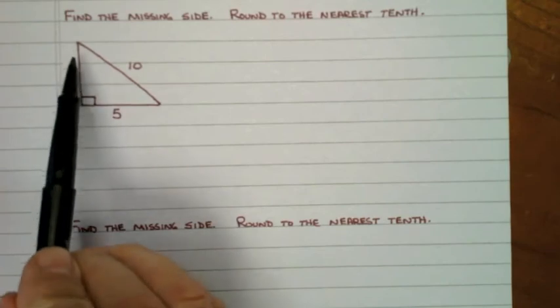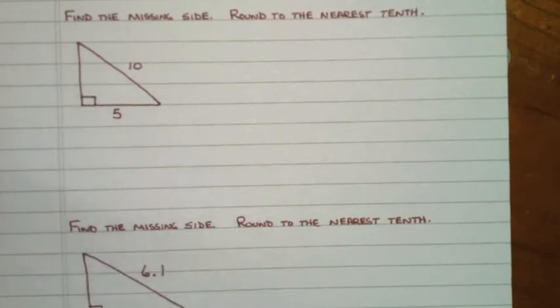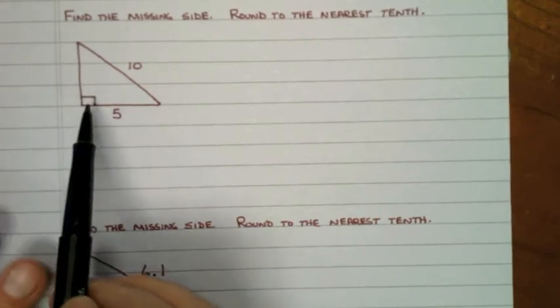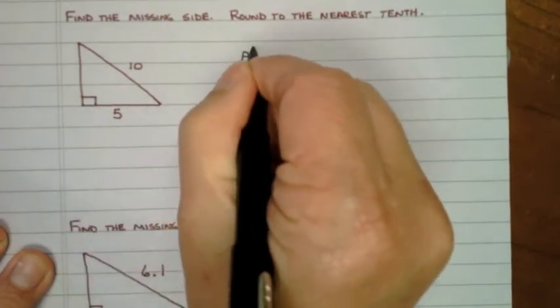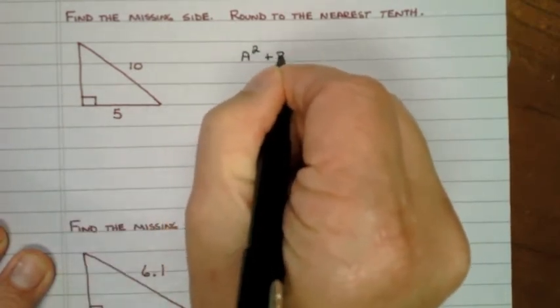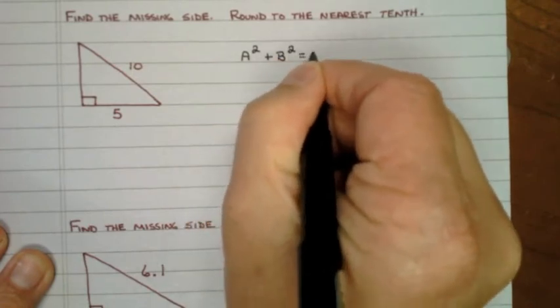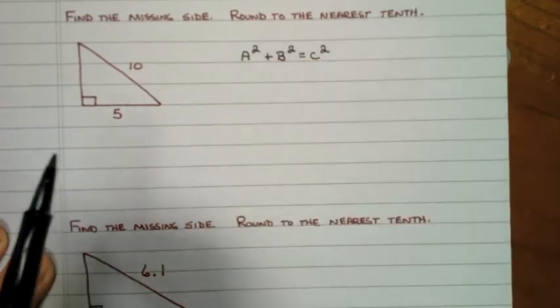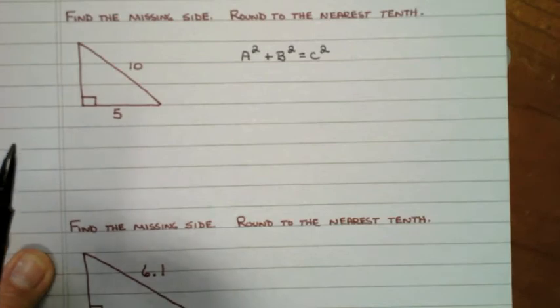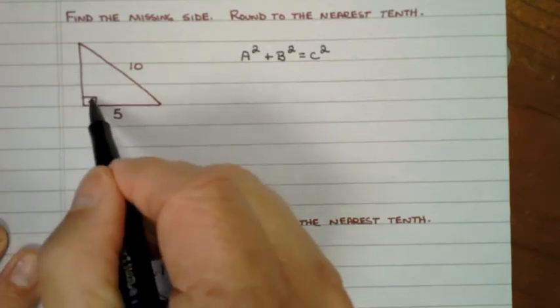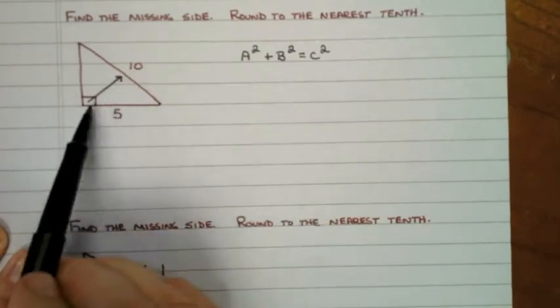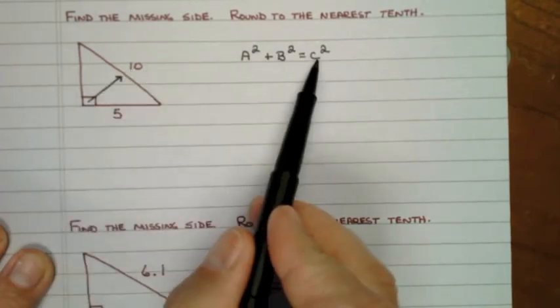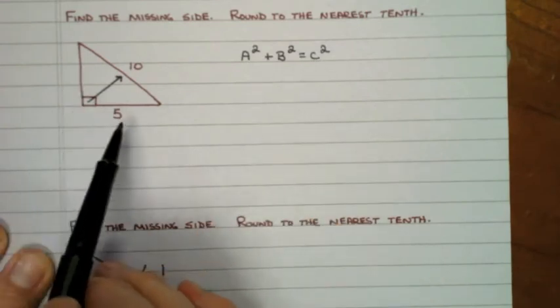I need to find the length of this missing side right here. As soon as I see that I'm dealing with a right triangle, that means I can use the Pythagorean Theorem. And the Pythagorean Theorem is this little formula right here. The most important thing is plugging in the hypotenuse, or C, into the right spot. That would be the number that's across from the right angle. If there is a number across from the right angle, I have to put that in for C. It doesn't matter about these other two.